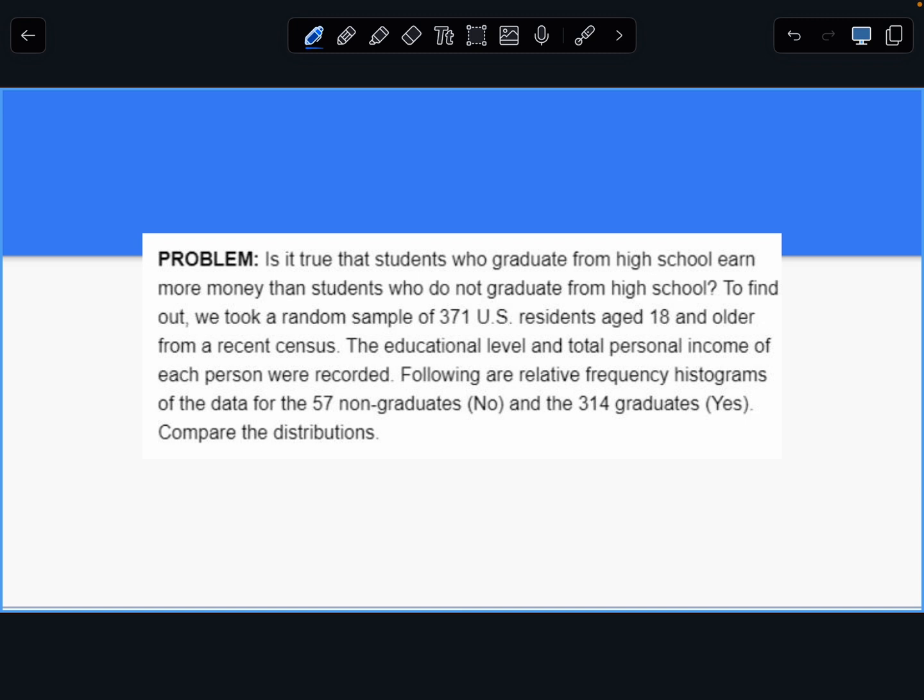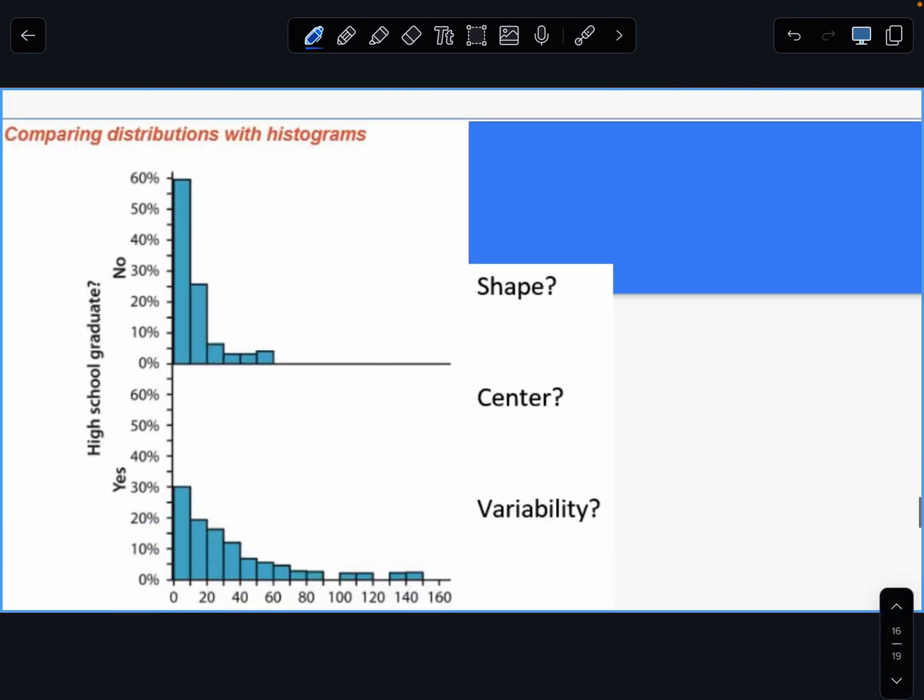To find out, we took a random sample of 371 residents, 18 and older. The education level and total personal income of each person was recorded. Following are relative frequency histograms of the data for 57 non-graduates and 314 graduates. So again, the number of people in each category is very different, so it wouldn't make any sense to use frequency. It makes much more sense to use relative frequency to compare between the two.